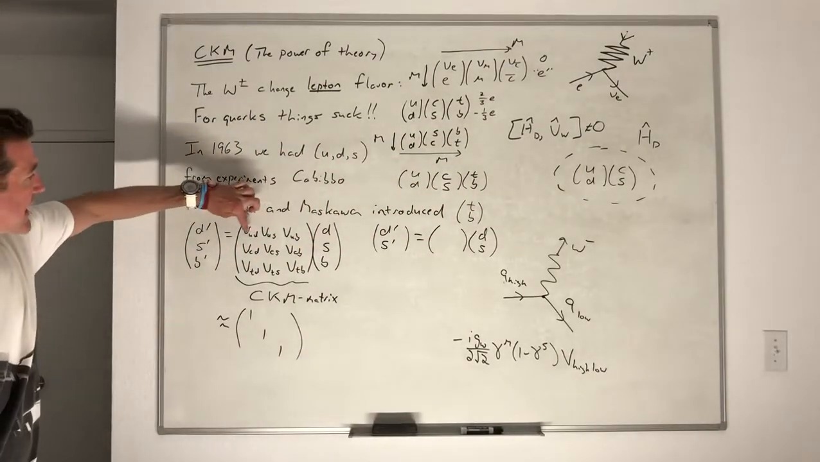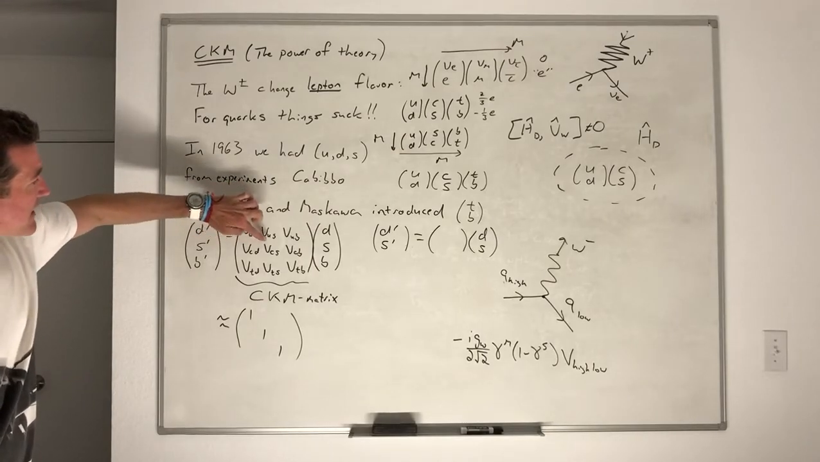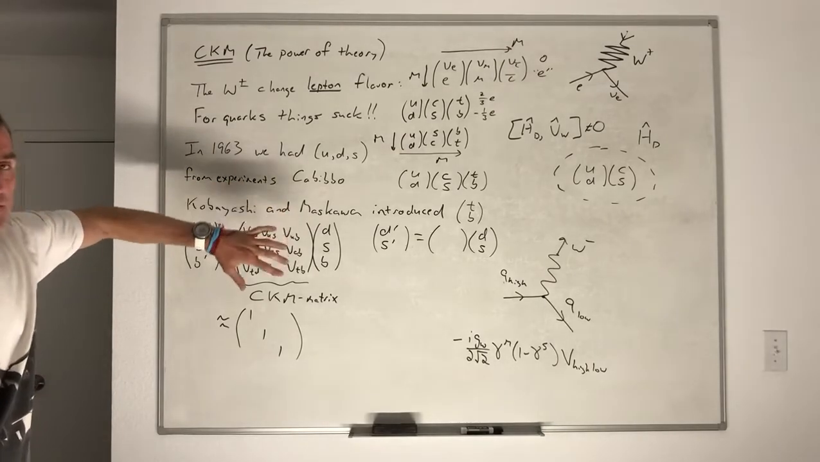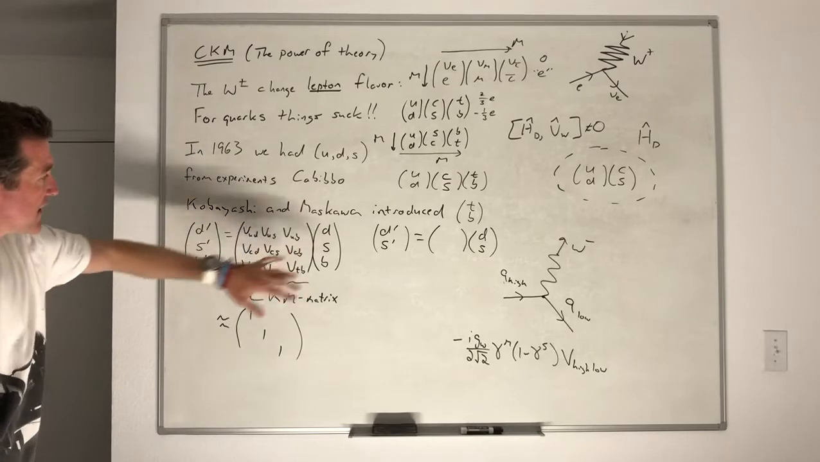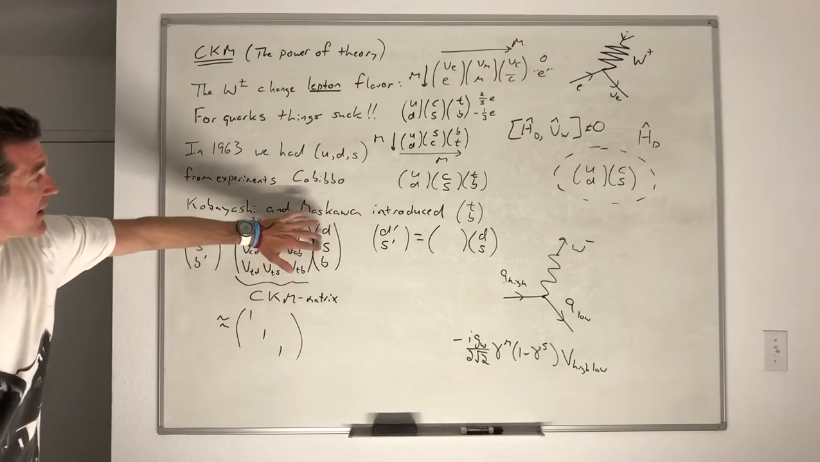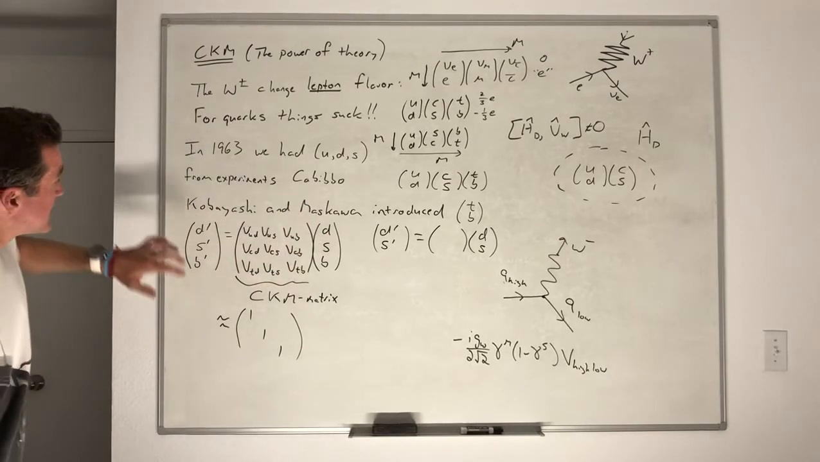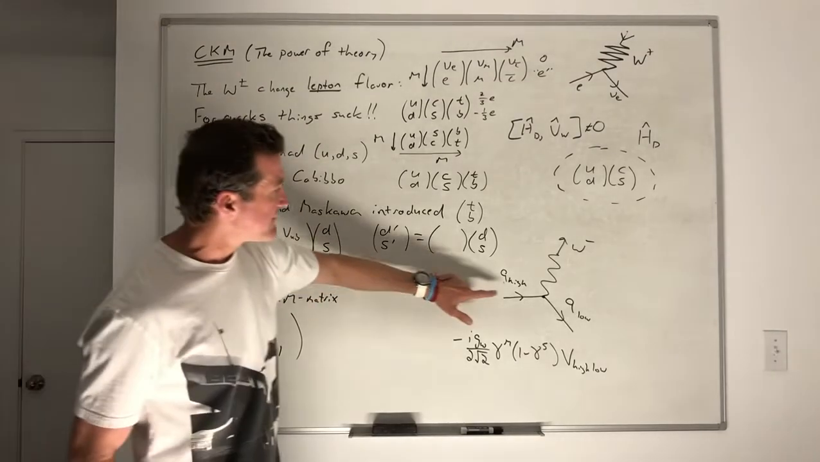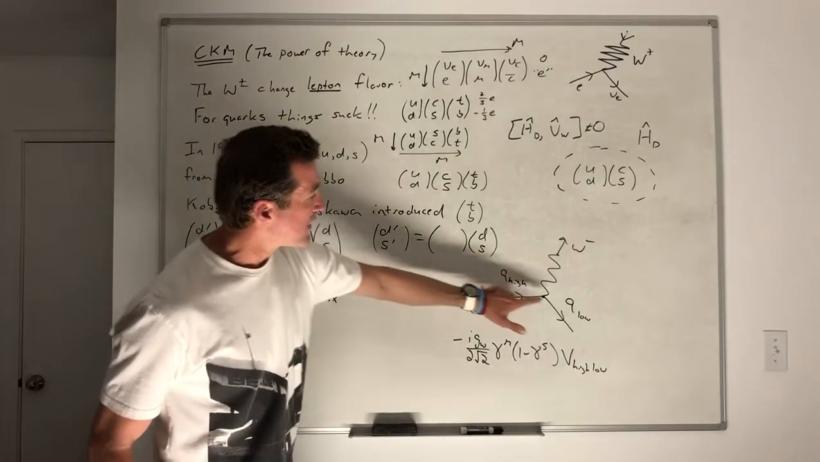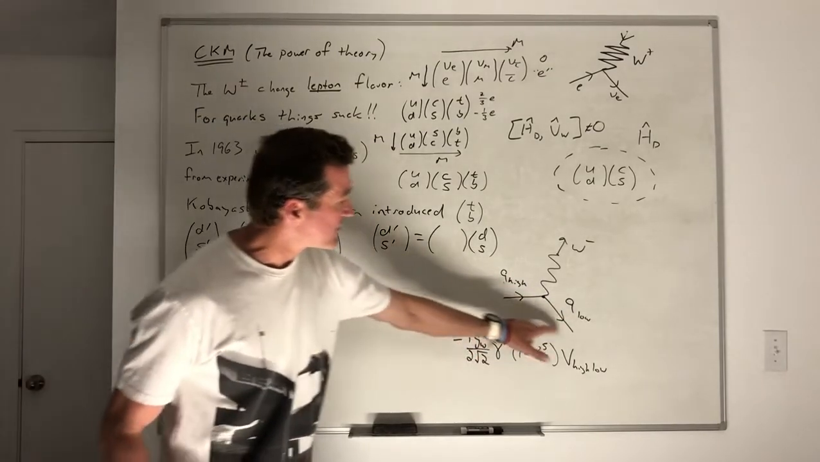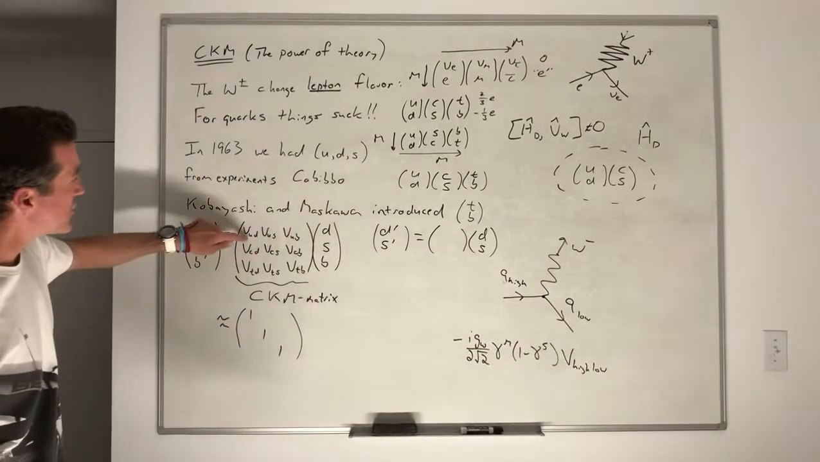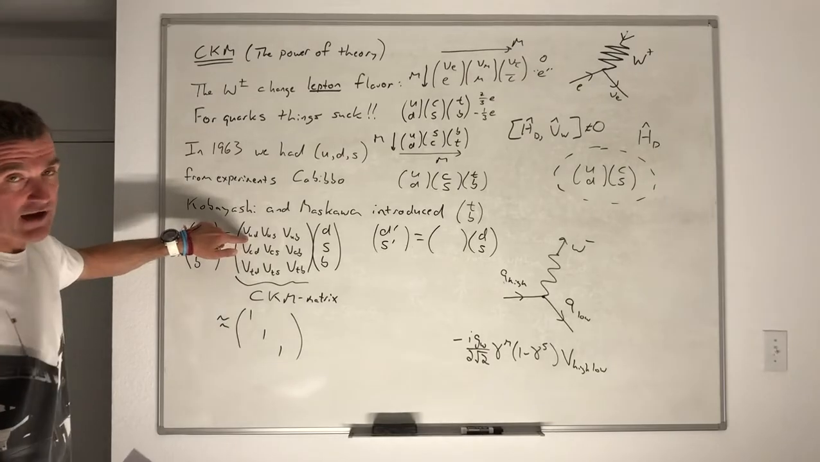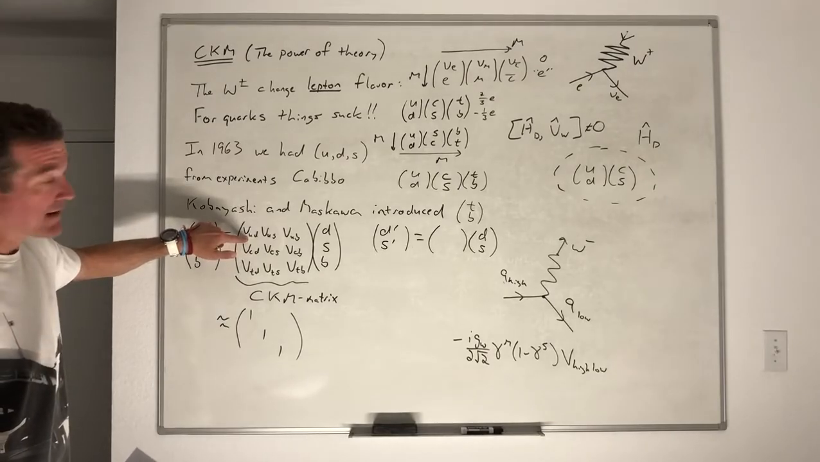Okay, so you'll notice the labeling here. This is V up down, V up strange, V up bottom, V charm down. These are just the coefficients in the linear combination of going from the Hamiltonian eigenstates to the interaction eigenstates. But when you're actually doing this in practice, if I draw a diagram and I make this an up quark and a down quark, then I write this as the vertex factor, and then I just put in the value of V_ud. That's all you have to do, okay?